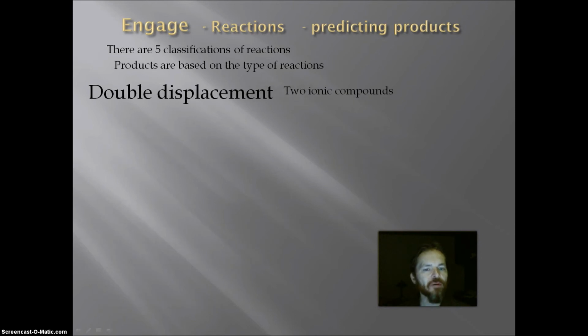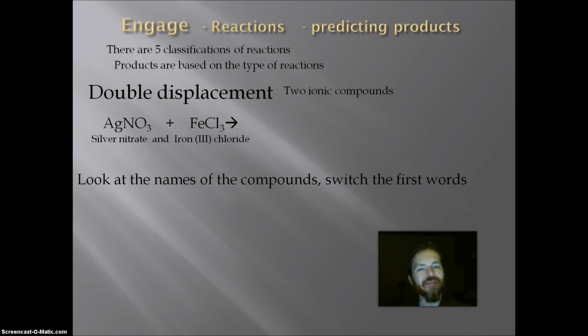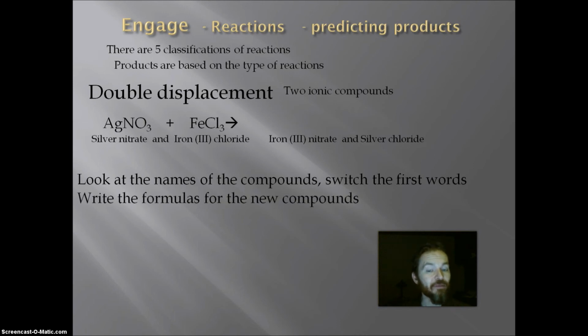Double displacement reaction always starts with 2 ionic compounds. So we could start out with silver nitrate and iron 3 chloride. When we work with a double displacement reaction, you always want to make sure that you have the names for the chemicals. So look at the names of the compounds and switch the cations or the first words. So silver nitrate and iron 3 chloride will become iron 3 nitrate and silver chloride. Once you have the names, then you write the formulas just like you would if you were given them outside of a reaction. So iron 3 nitrate becomes Fe(NO3)3, and silver chloride becomes AgCl.